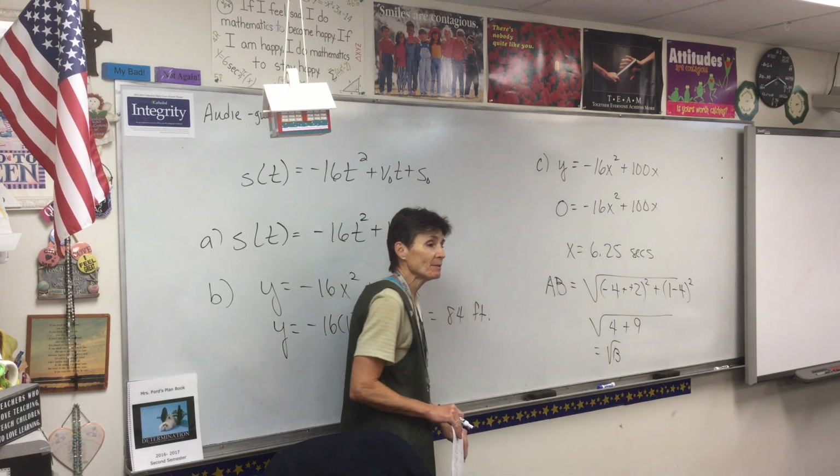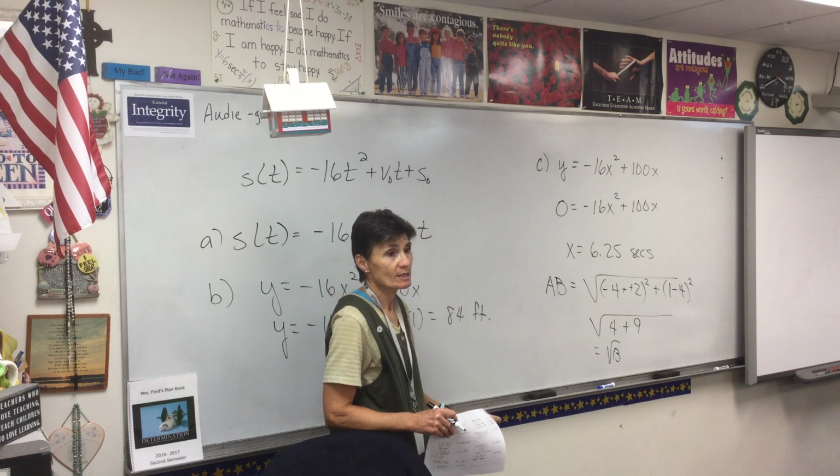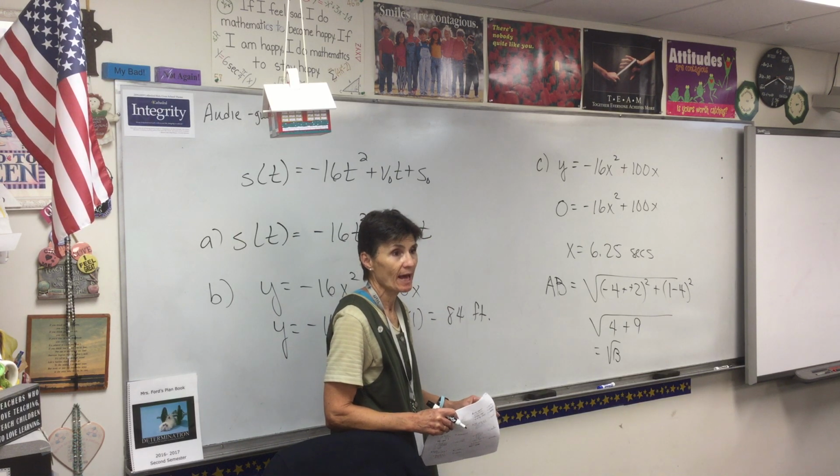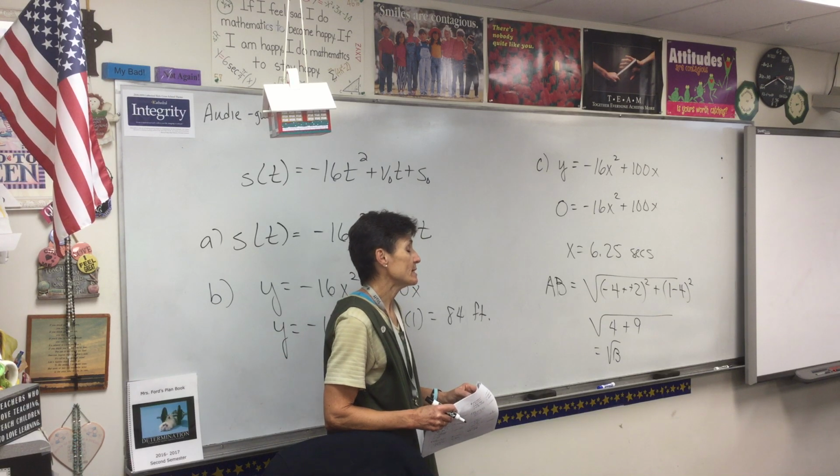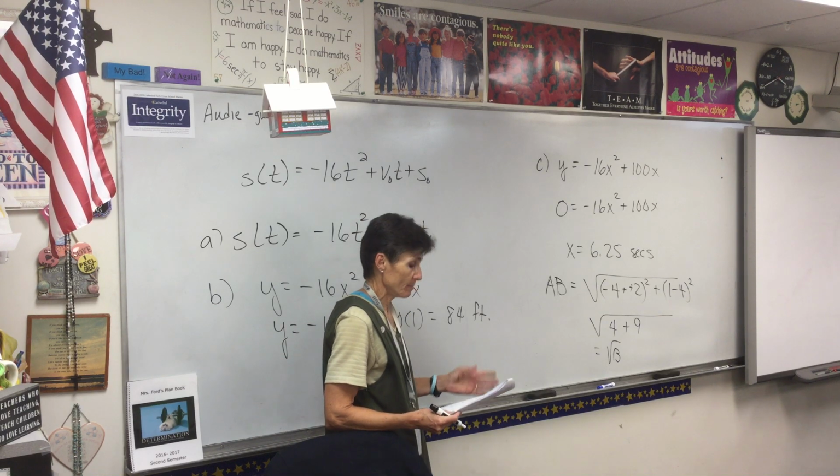Remember, if you happen to get a radical that reduces, like if you got root 20 or something like that, you have to break it down to get full credit. Root 13 does not break down, so you would just be at root 13.